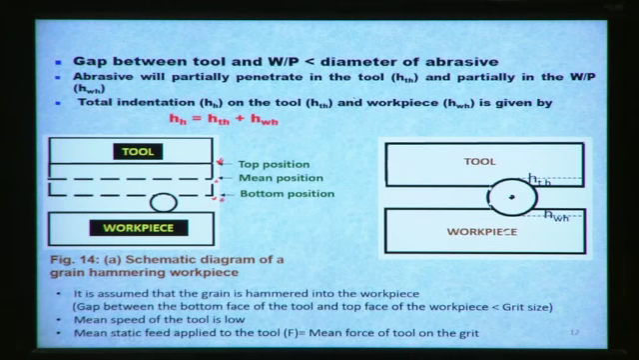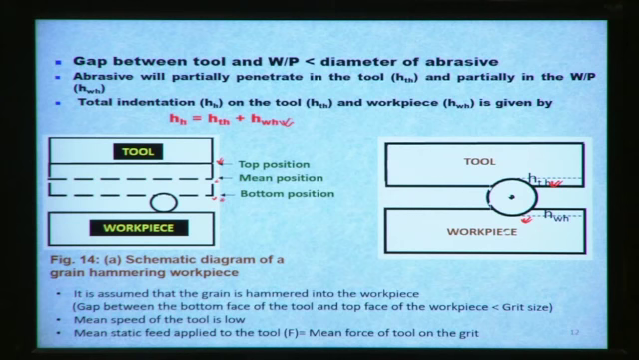Okay. So the gap between this tool and workpiece is less than the diameter of the abrasive in case of the throwing model, hammering model. So the abrasive will partially penetrate into the tool, and also partially penetrate into the workpiece. So the total depth of indentation in case of the hammering model is H subscript H, equal to the depth of indentation into the tool, which is h_th, plus the depth of indentation into the workpiece, which is h_wh. So it is a summation of the tool indentation and the workpiece indentation.